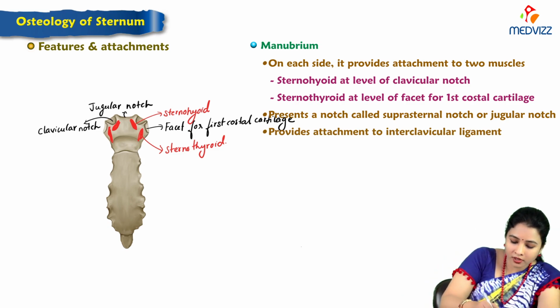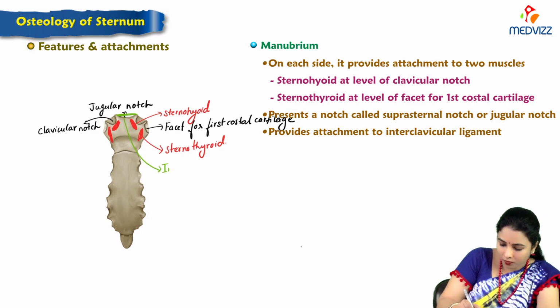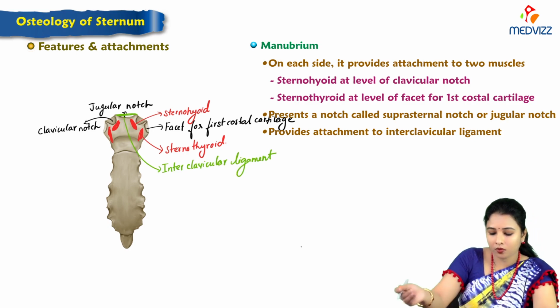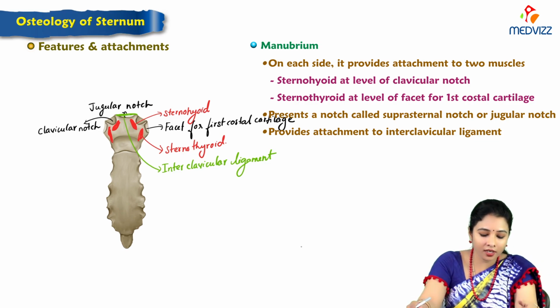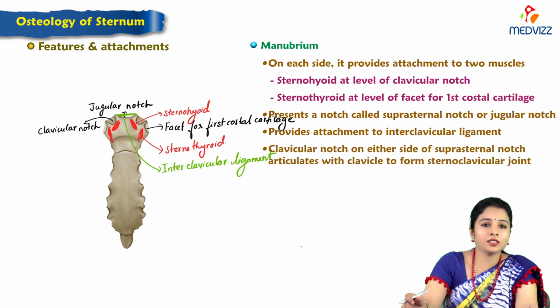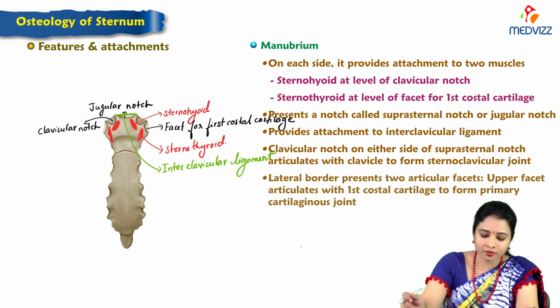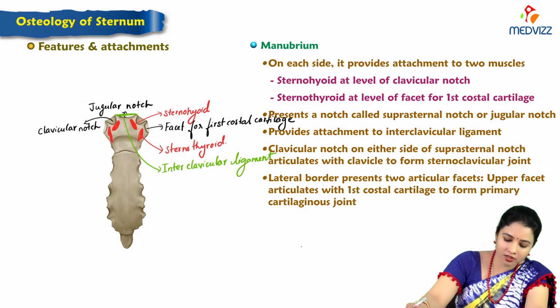So this notch provides attachment to the interclavicular ligament, which attaches to the borders of the jugular notch. The clavicular notch on either side of the suprasternal notch or jugular notch articulates with the clavicle to form the sternoclavicular joint. The lateral border presents two articular facets. The upper facet articulates with the first costal cartilage to form a primary cartilaginous joint.